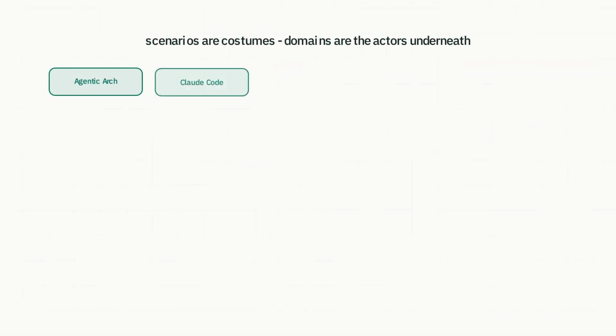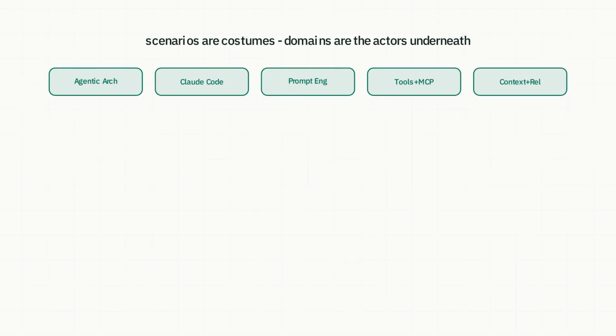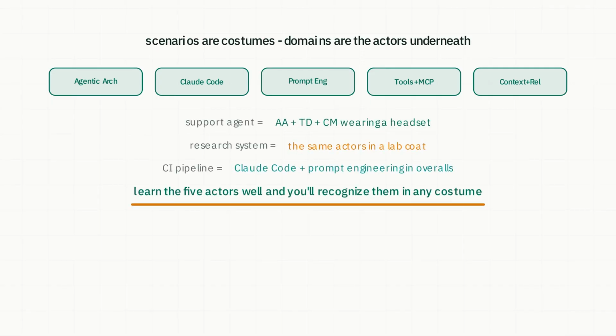Now the mental model that makes this exam make sense. The scenarios are costumes, the domains are the actors underneath. The support agent scenario is really agentic architecture, tool design, and context management wearing a headset. The research system is the same actors in a lab coat. The CI scenario is Claude Code and prompt engineering wearing overalls. Learn the 5 actors well, and you'll recognize them instantly, whatever they're wearing, which is exactly what answering 15 consecutive questions inside one narrative demands.